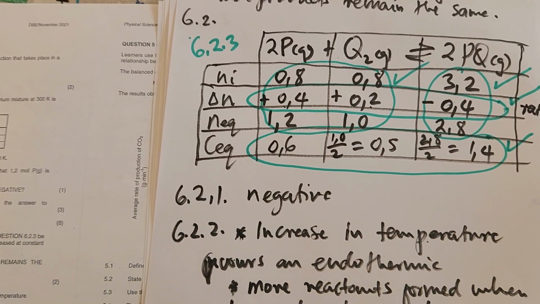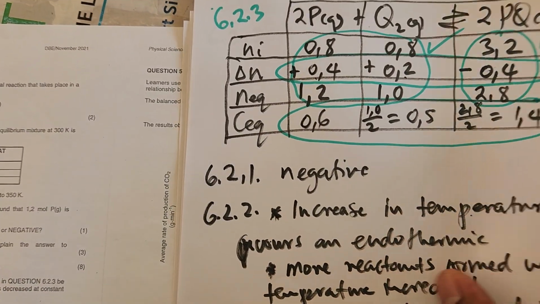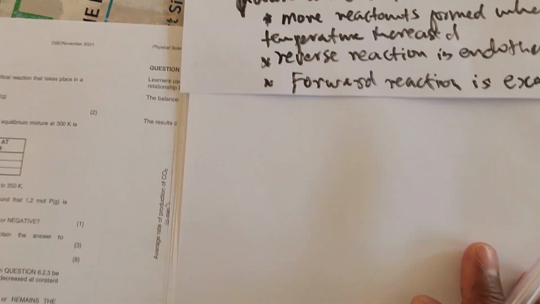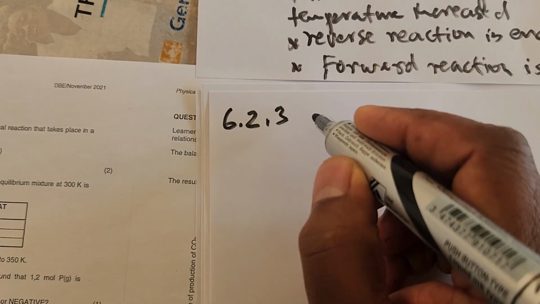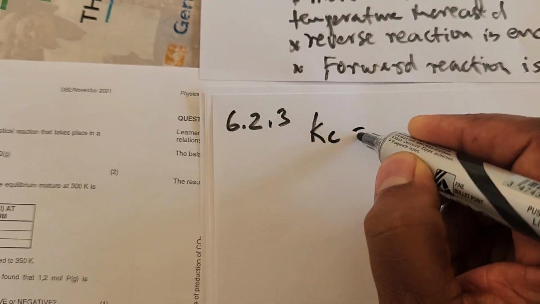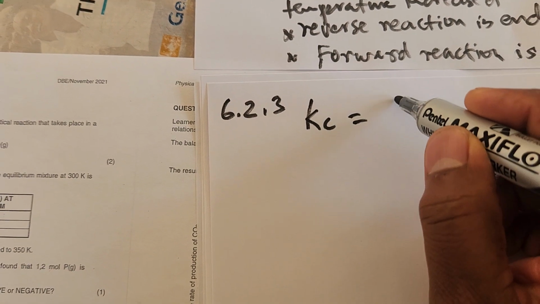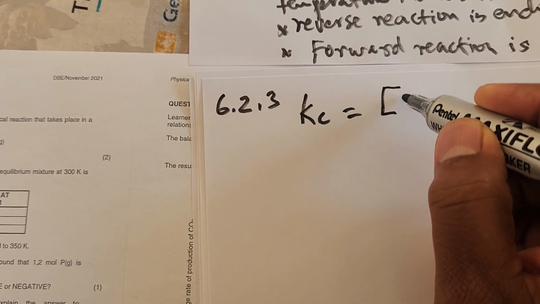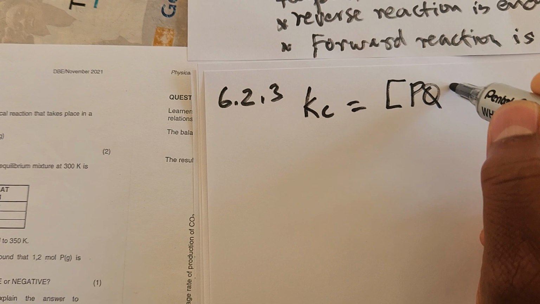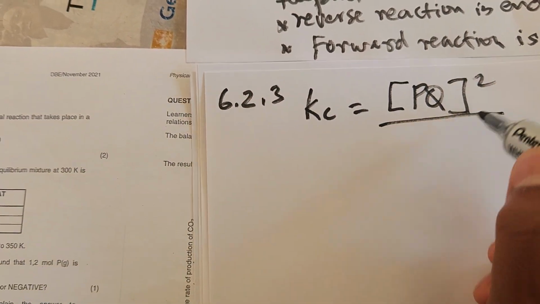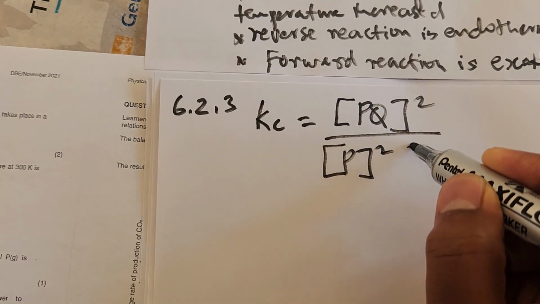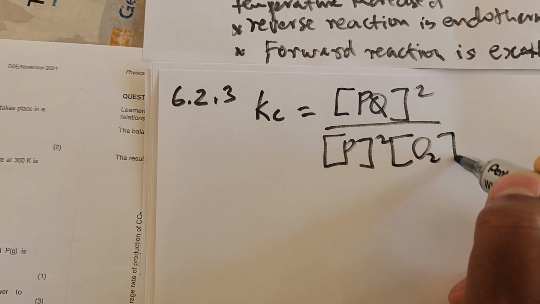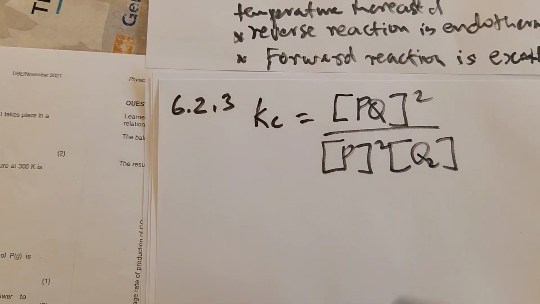find the Kc value. What you do, you have to write the Kc expression first. The Kc expression for this, which will be a mark as well, will be the concentration of PQ squared divided by the concentration of P squared multiplied by Q2, sorry, the concentration of Q2.